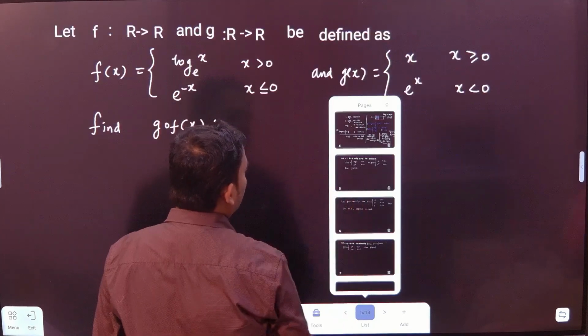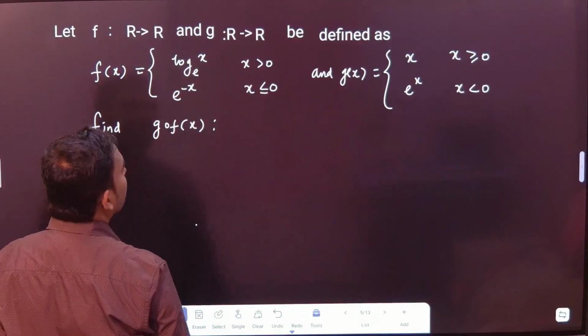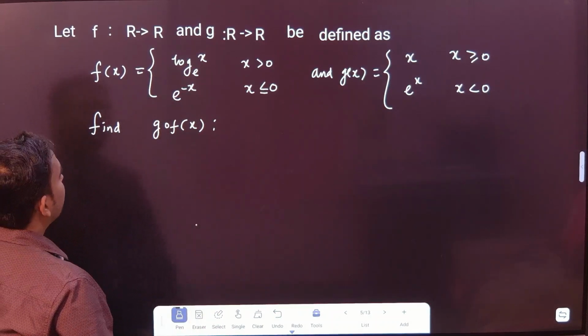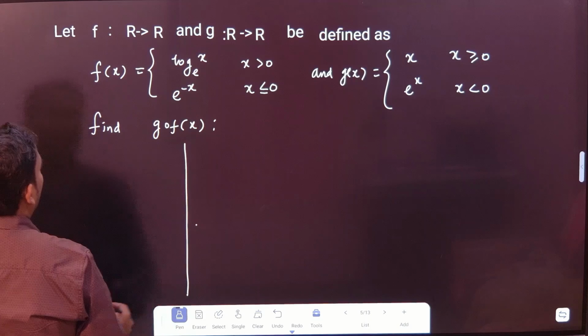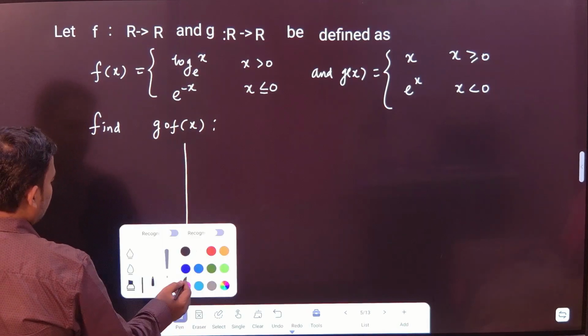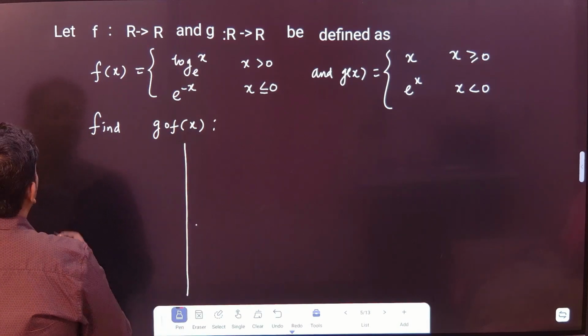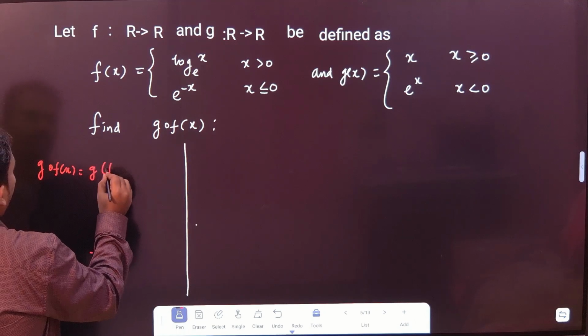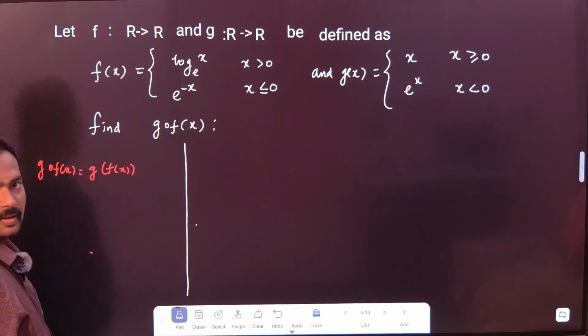Let me take this one. Okay, how to find the g composition f of x here. The same idea here. What you can do? First, you redefine this. What is that? G composition f of x. What is the meaning? G of f of x, right? Clear?